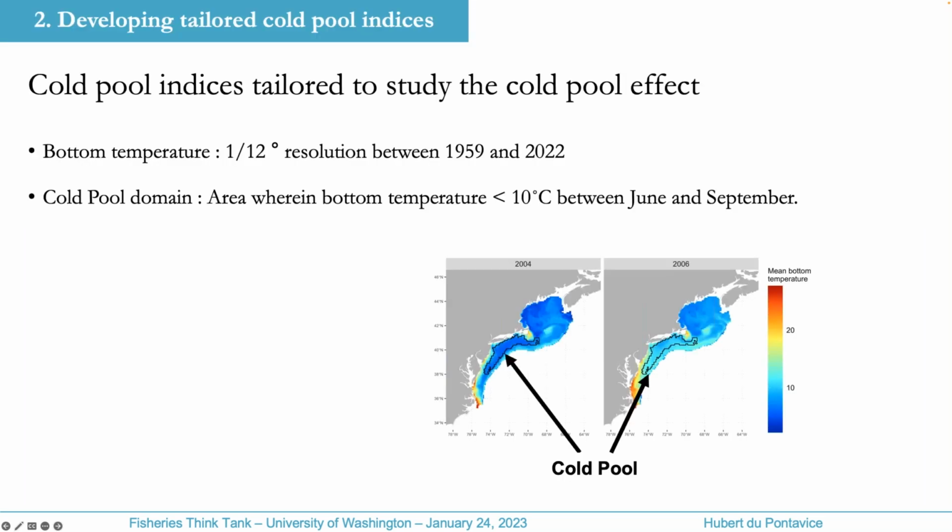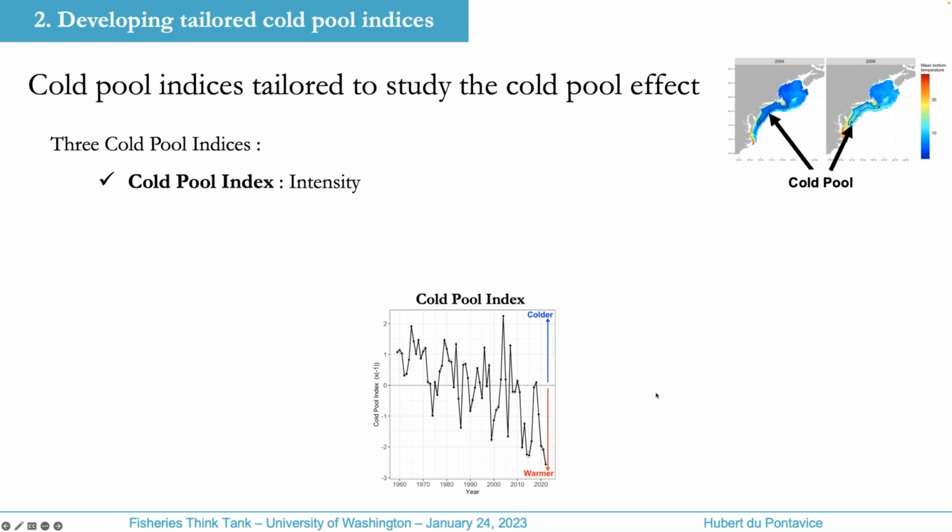The first step to estimate the cold pool index was to determine the cold pool domain. So we defined the cold pool domain as the area where the average bottom temperature between June and September is below 10 degrees Celsius during the time series. On this map, you can see this area, the cold pool. And then over this domain, we developed not one, but 3 cold pool indices that account for the intensity, the persistence, and the spatial extent of the cold pool.